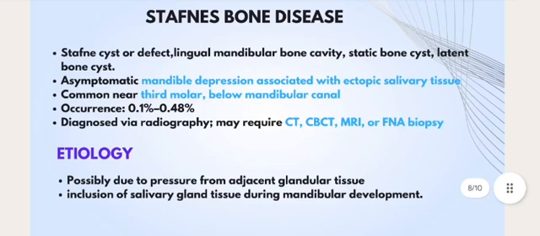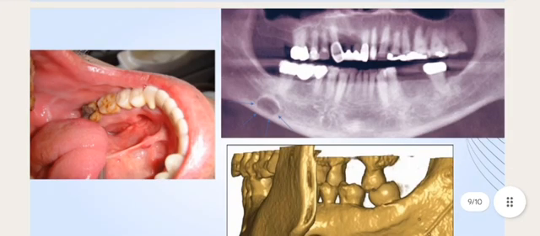So Stafne bone cyst is nothing but just a mandibular depression that is seen here. In the next picture, we can very well see the Stafne bone cyst that is associated with the mandibular depression.